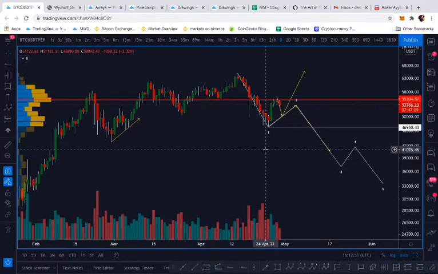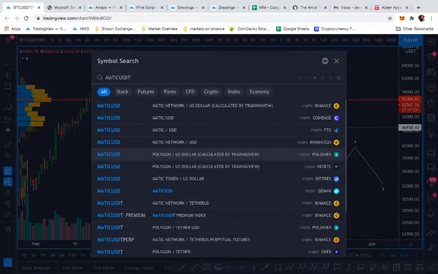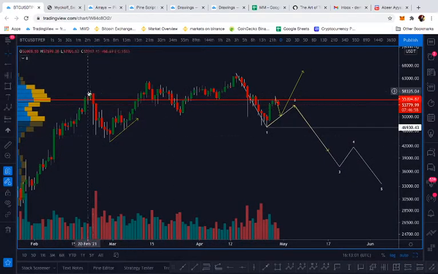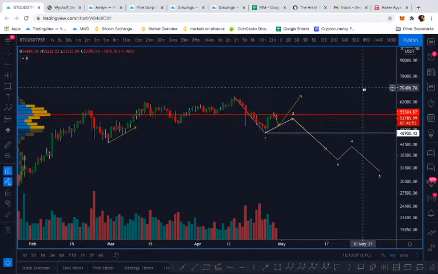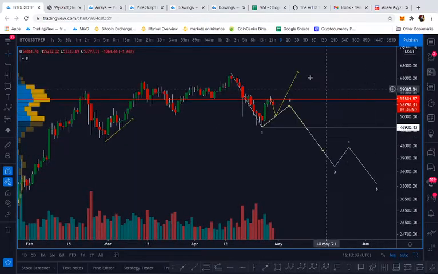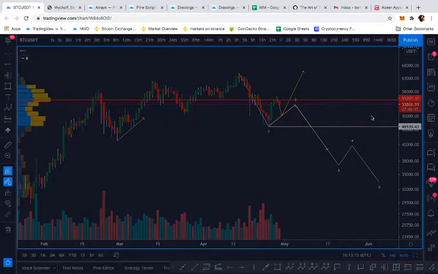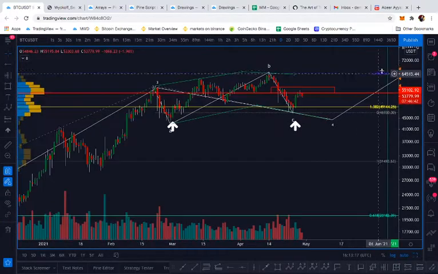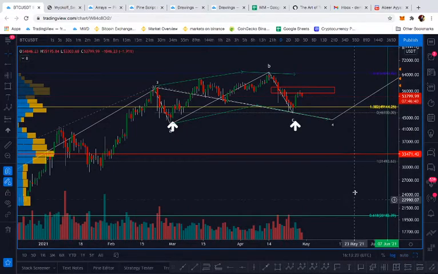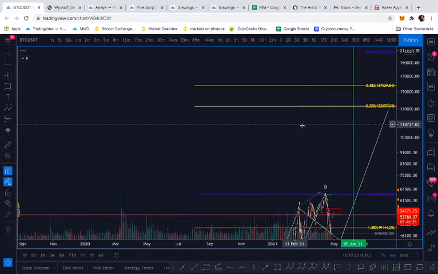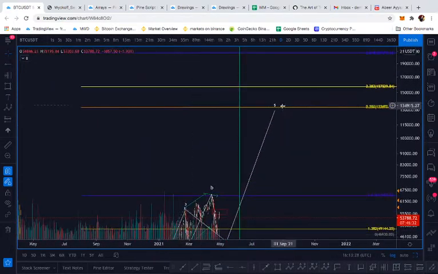Okay, so let's take a look at MATIC. But yeah, I hope you guys understand what I'm trying to say here. So A, B, C, and then continuation up. The target that I have is like 130,000. Yeah, 130,000 for that fifth wave. It could go higher. So the 1.618 is right here, and then the 5 is hitting a couple of confluence areas right here at 130K.